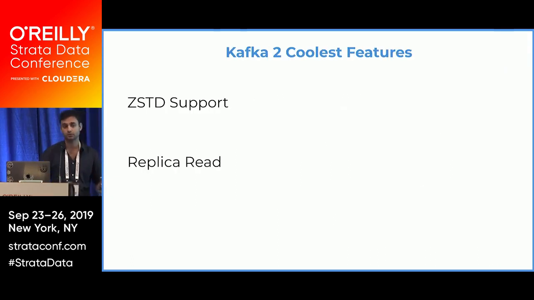So Kafka 2 got released a few months ago. Kafka 2.4 is coming up on October 30th, I think. And there's a lot of interesting stuff there. But the two coolest features that they came up with in Kafka 2 are Zstandard support. Zstandard is a new compression mechanism by Facebook. It has comparable results to gzip, but uses much less CPU cycles.